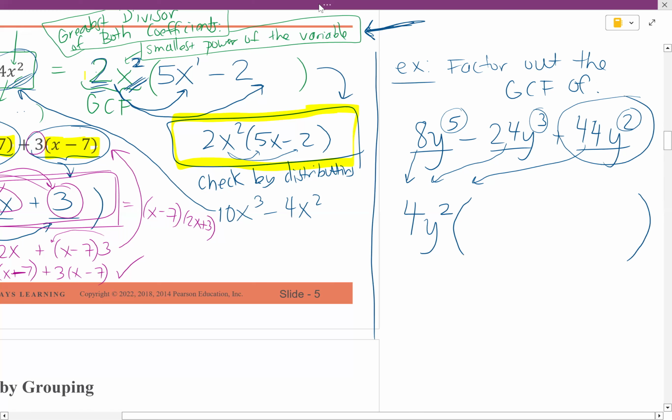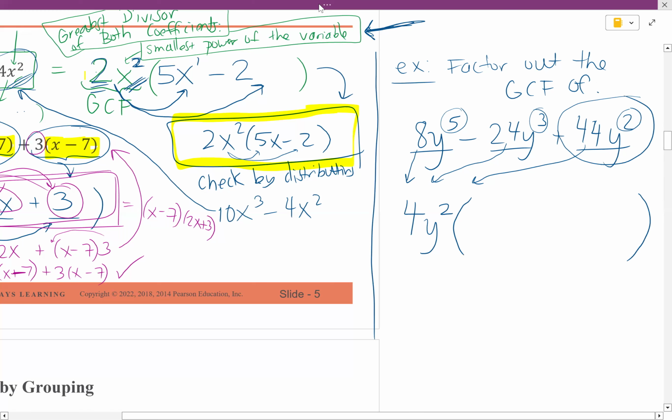That's very good. I just have to, like I said, reverse engineer it. 4y to the 2nd power times what would be this first term, 8y to the 5th power? So I could focus on one thing at a time. Coefficient-wise, 4 times what makes 8? 4 times 2 would be 8. How about the y's? I have 2 y's. How many more y's would I have to add to give me 5? 2 plus what is 5? That would be 3. There we go.